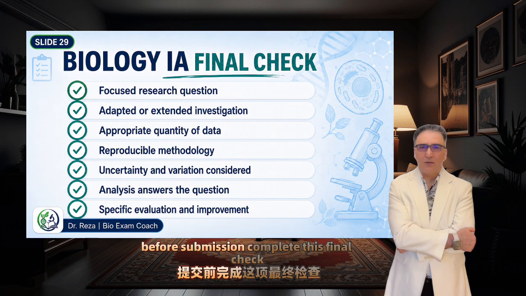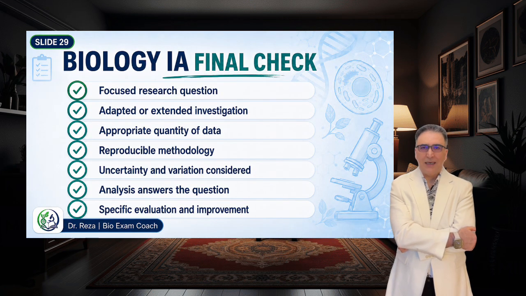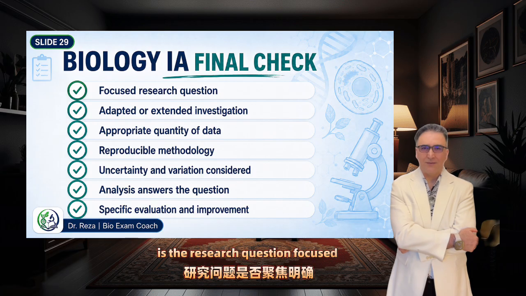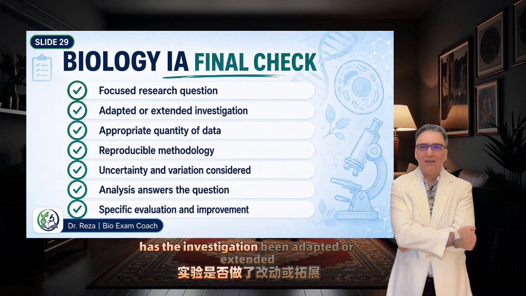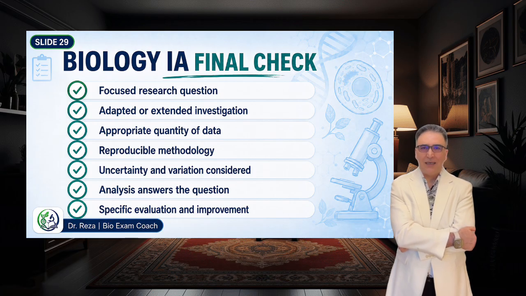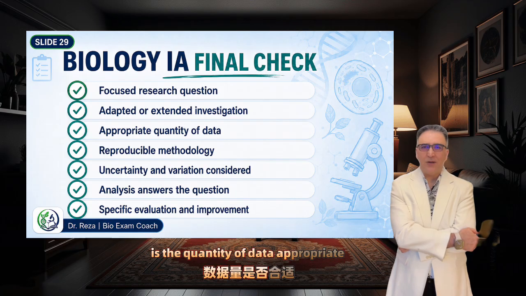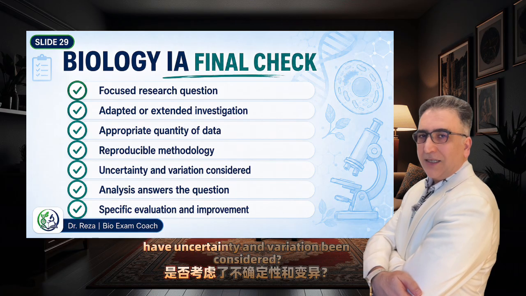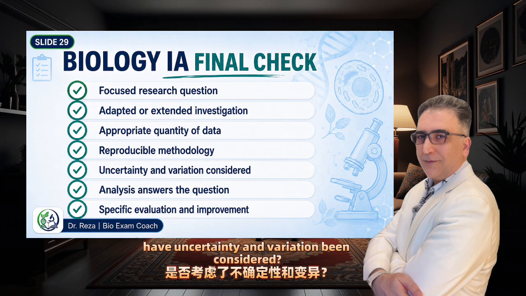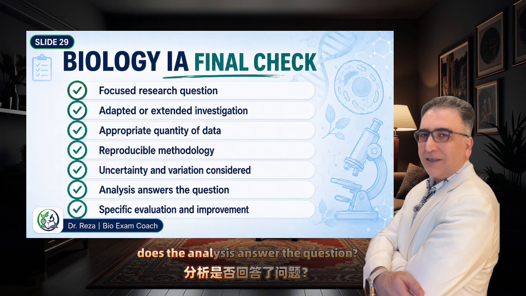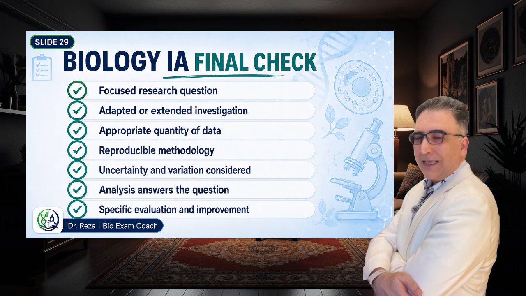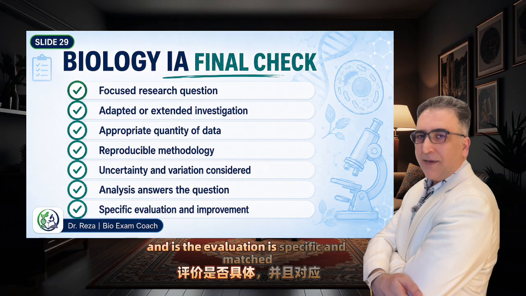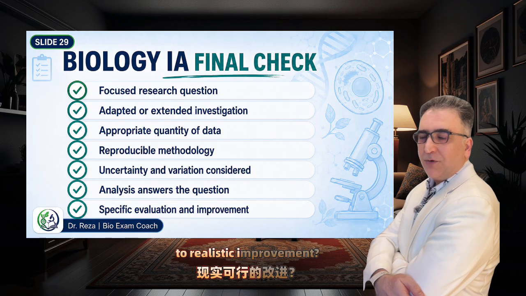Before submission, complete this final check. Is the research question focused? Has the investigation been adapted or extended? Is the quantity of data appropriate? Can the method be reproduced? Have uncertainty and variation been considered? Does the analysis answer the question? And is the evaluation specific and matched to realistic improvement?